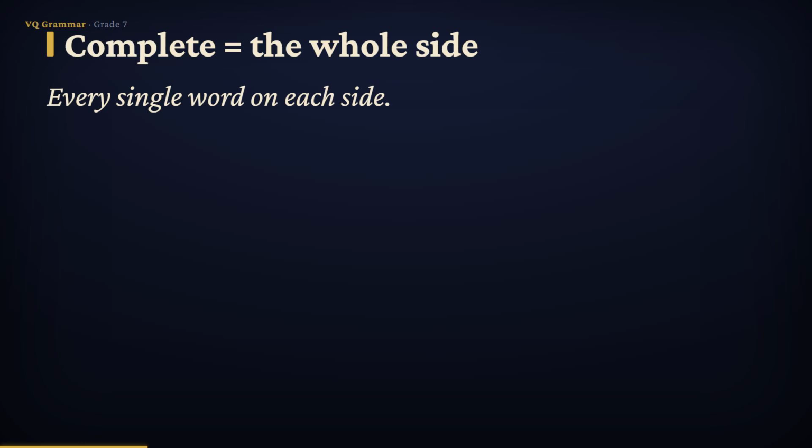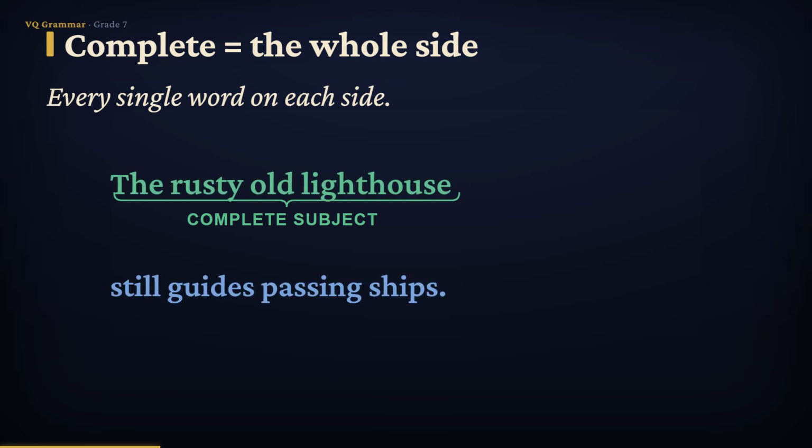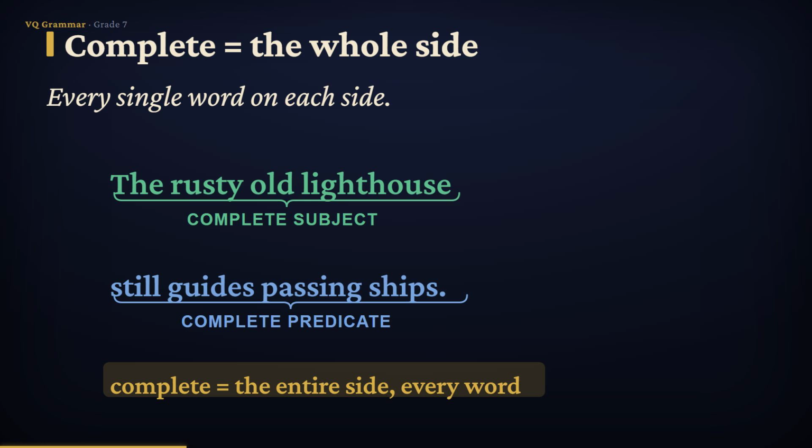Now let's give these sides their proper names. When we mean every single word on the subject side, we call it the complete subject. Look here. The rusty old lighthouse still guides passing ships. The complete subject is all four words, the rusty old lighthouse. And the complete predicate is every word on the other side, still guides passing ships. So complete simply means the whole side, from the very first word to the very last.